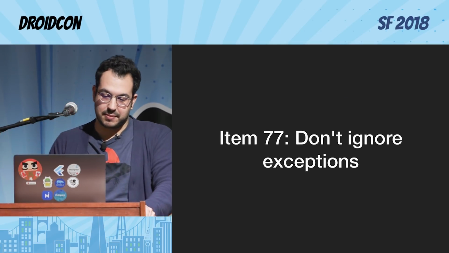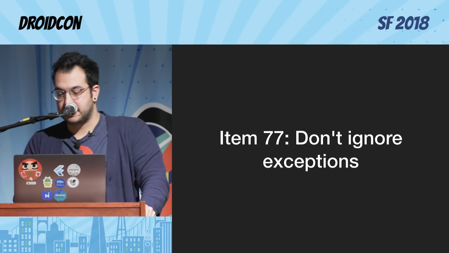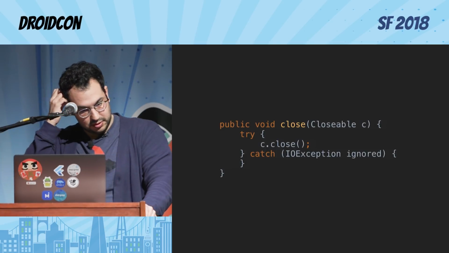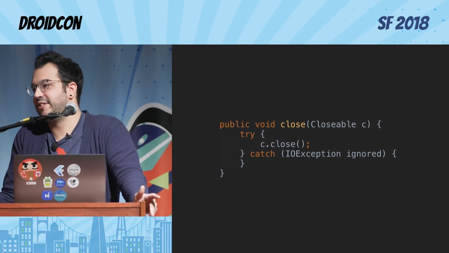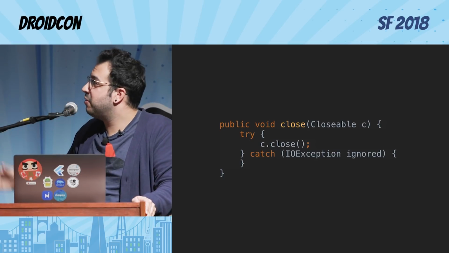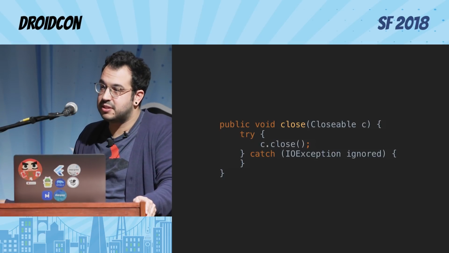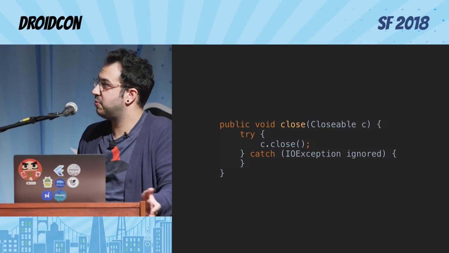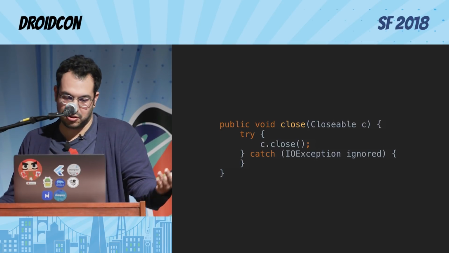This is item 77. Don't ignore exceptions. But we all ignore exceptions. I do it too. Sorry, guys, I do it. Because, seriously, what do I do with this exception? So I'm trying to close, and it says that I can't close it. So what do I do? What do we do at that point? I don't know. Just ignore it.